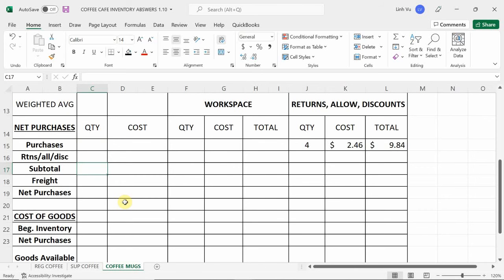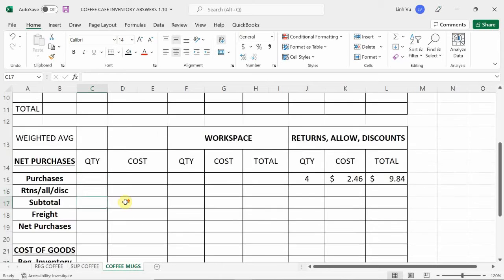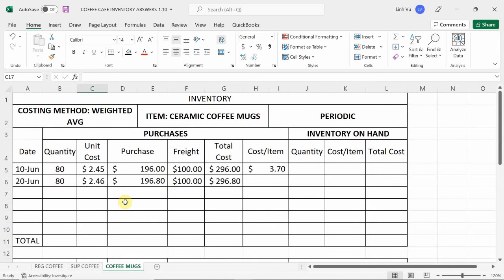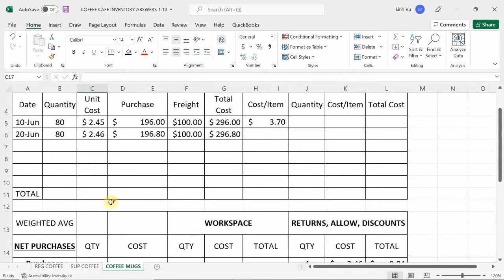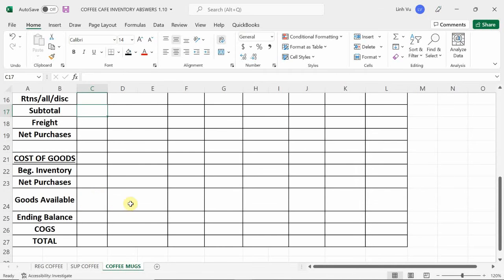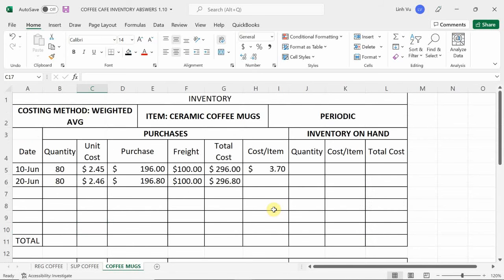No, sorry. 160 minus 4 is 156, okay? In this case, it's going to adjust automatically for us. And we're using weighted average. So at the end of the day, what we are really looking for is our grand total cost and our grand total quantity that we have on hand, or in this case, my goods available. That's how we solve for our average cost per item, because we already have our totals tallied up. Okay? Did that answer your question?